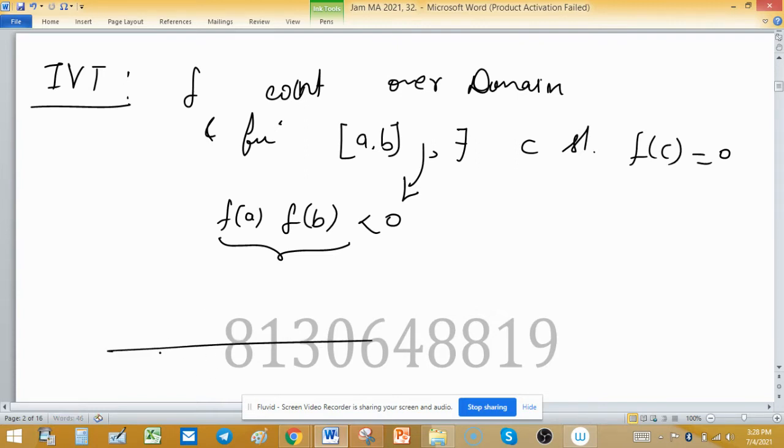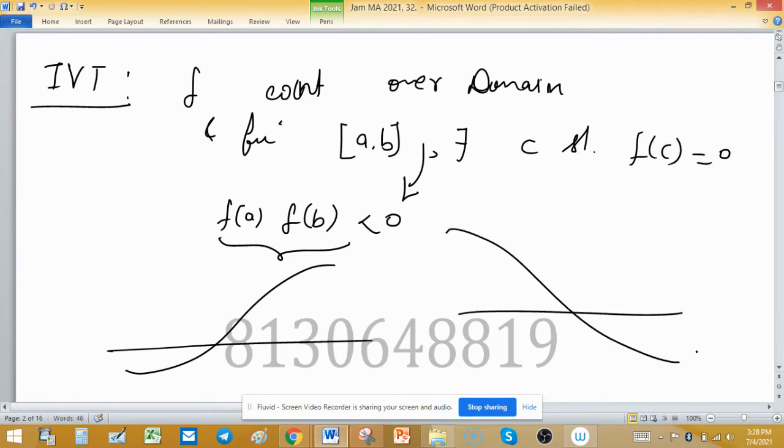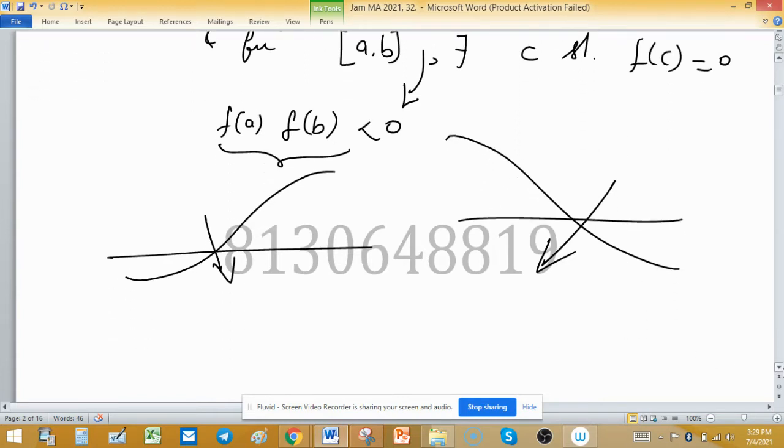What is the geometric meaning? Suppose this is the graph of the function, going from negative to positive, either in an increasing or decreasing way. So if it goes negative to positive or positive to negative, either concave up or concave down, we can say there exists a c lying between a and b such that this c is the root of the polynomial. So this is the geometric meaning of the intermediate value theorem.